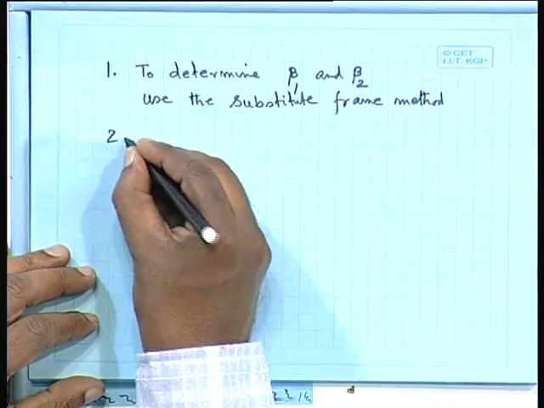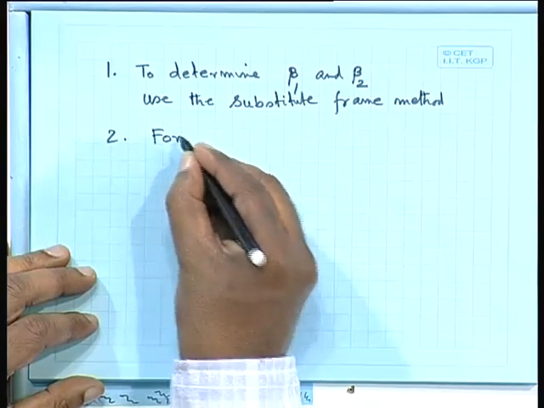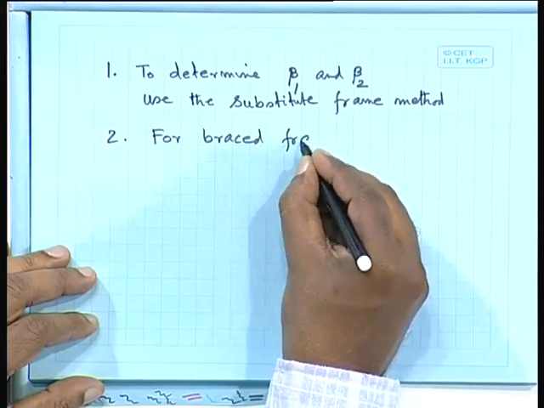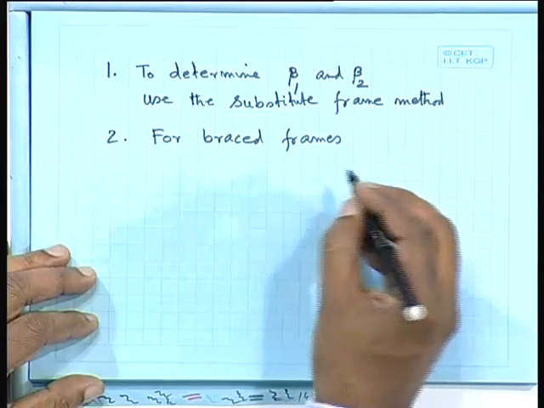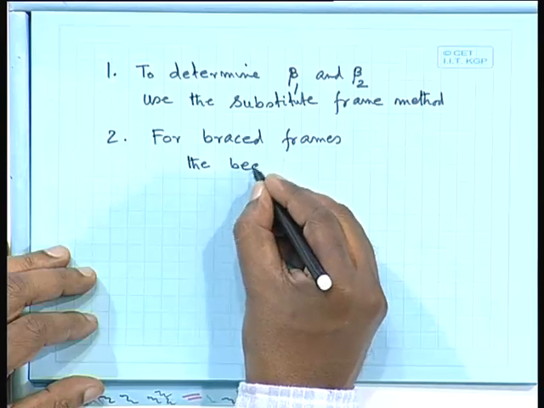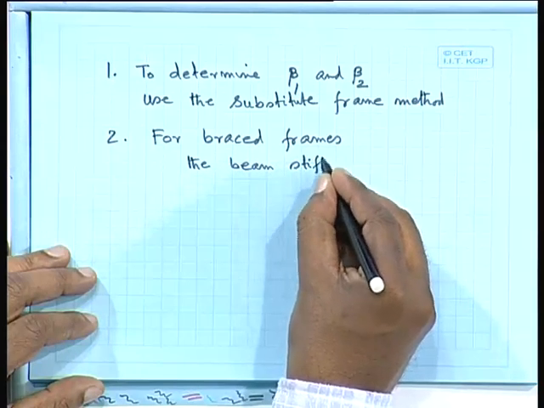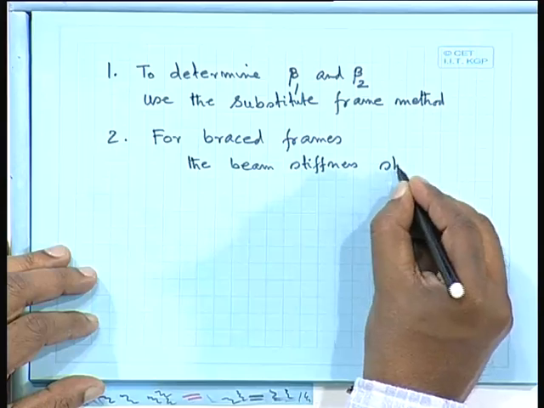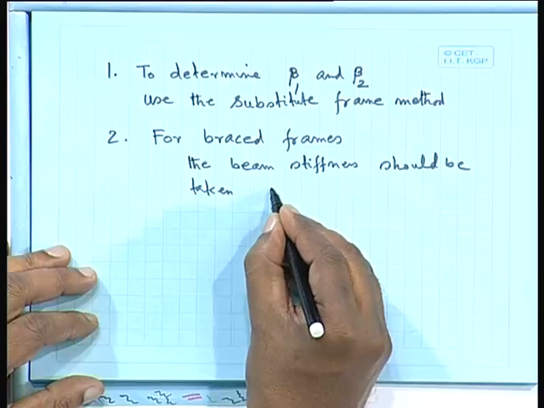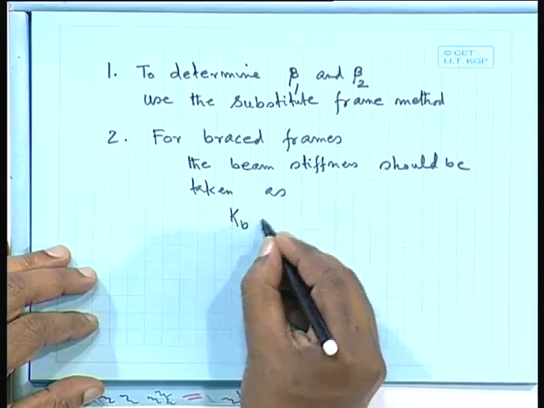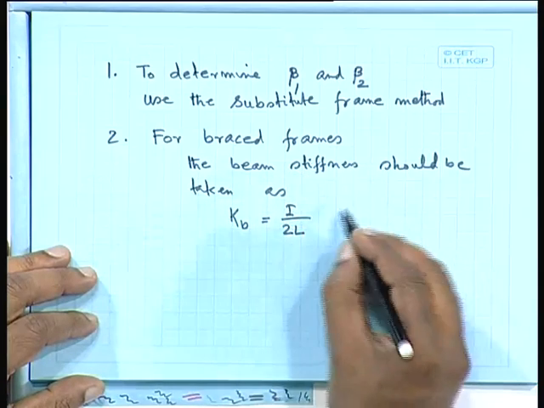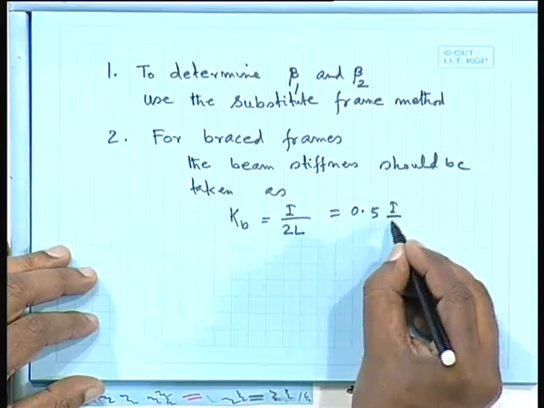Number 2, for braced frames, with no sway, the beam stiffness should be taken as K beam equal to I by 2L. For a braced frame, that means there is no sway, we shall take it as 0.5 I by L.